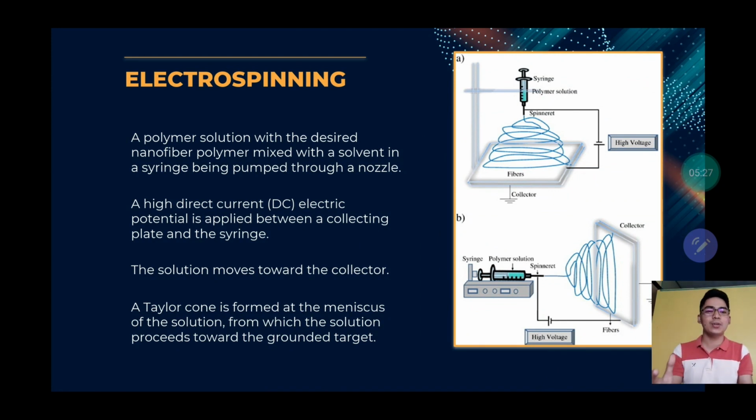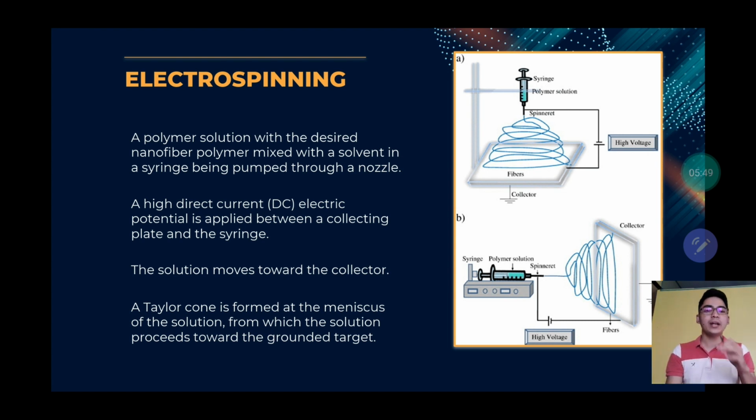So how does electrospinning work? Electrospinning works by first preparing a polymer solution, with the desired nanofiber polymer mixed with a solvent, in a syringe being pumped through a nozzle. A polymer solution of desired characteristics is first prepared by a scientist, so it can be varied depending on the output that we need.